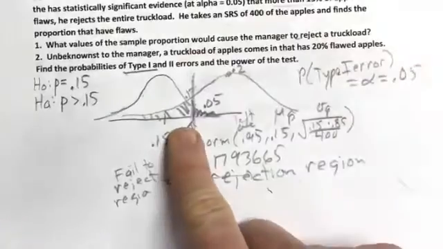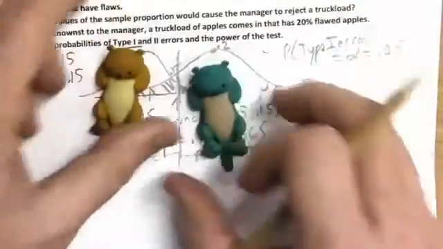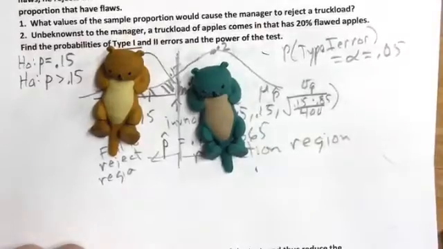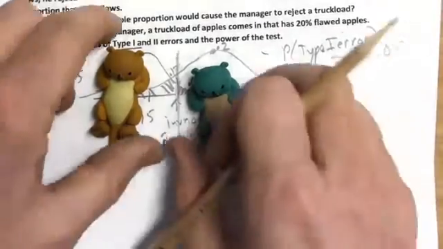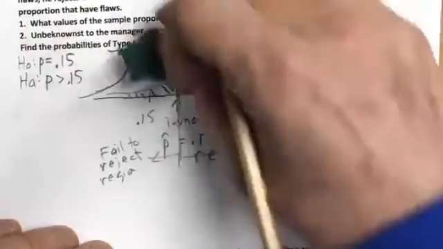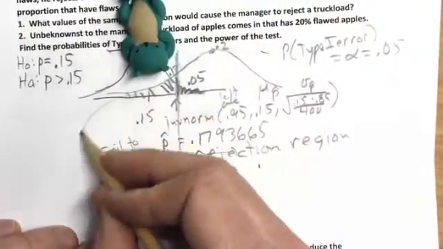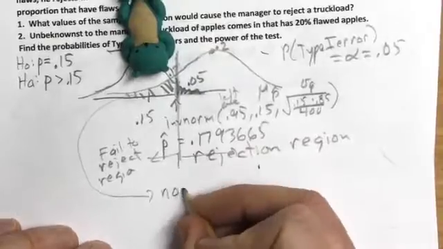So how can I find an area on a normal curve? What calculator function do we have that can tell us the area of a normal curve? That's normal CDF. So to find this area, I will say normal CDF right there.